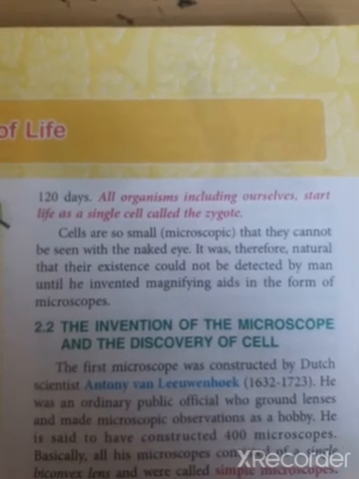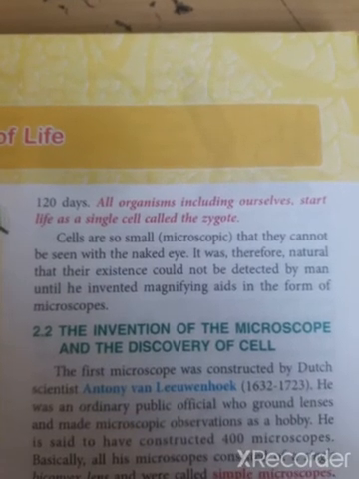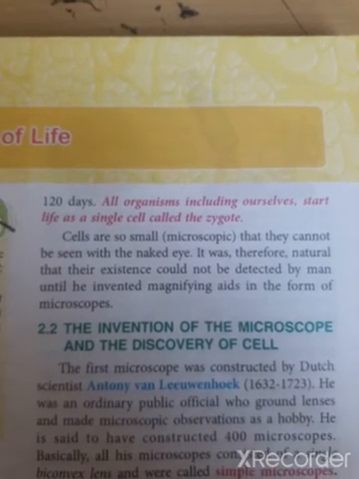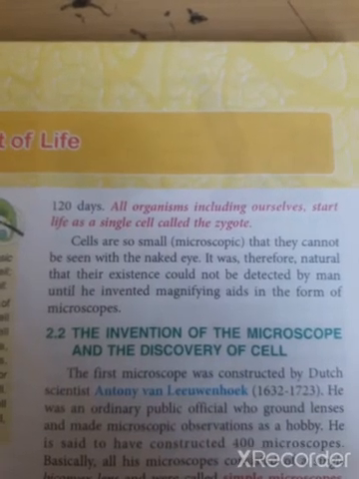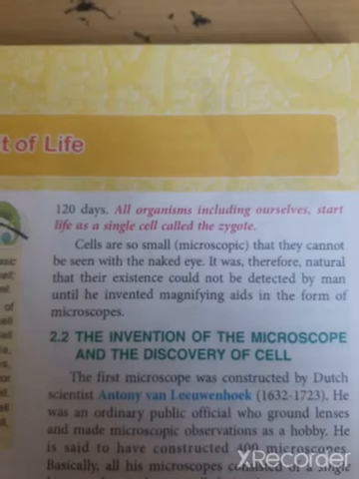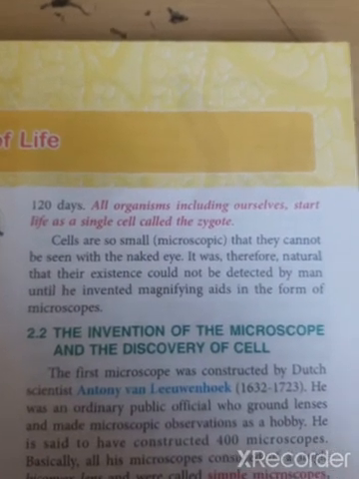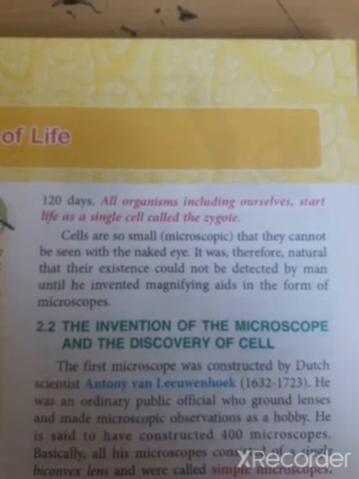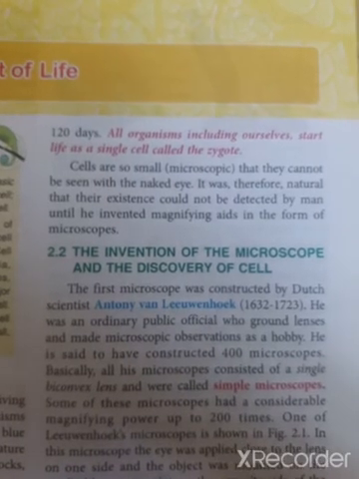So all living organisms, including human beings, start their life as a single cell, which is known as zygote. You can underline this. Cells are so small, microscopic. That means this word microscopic means very tiny, small. So they cannot be seen with the naked eye. So what do we need to view the cell? We need a microscope. You all have seen a microscope in the biology lab. In the next topic, we are going to read about the invention of the microscope and the discovery of a cell.